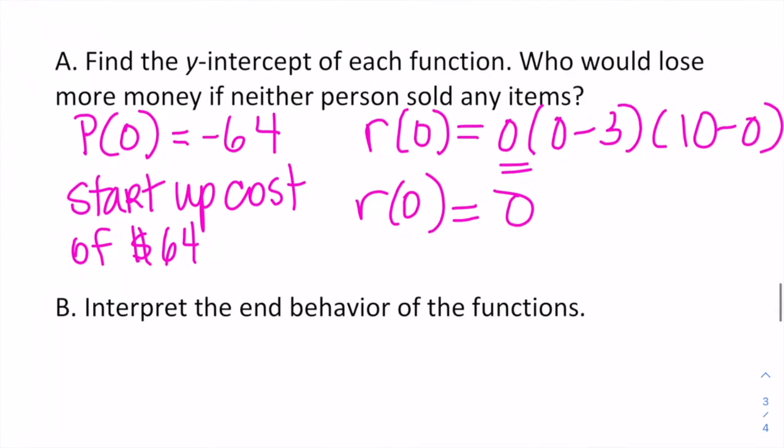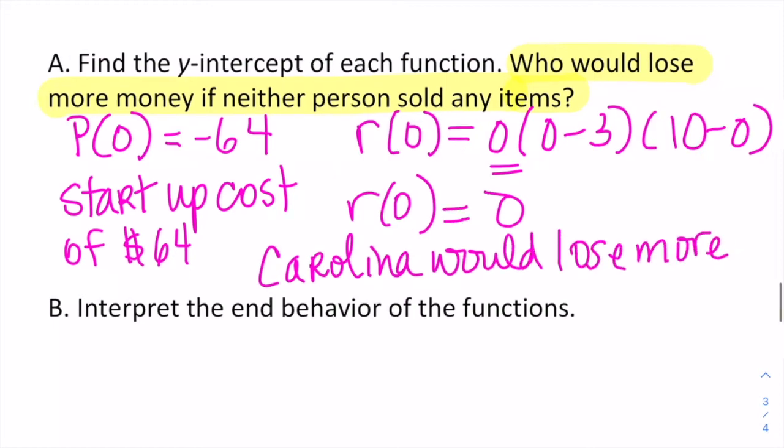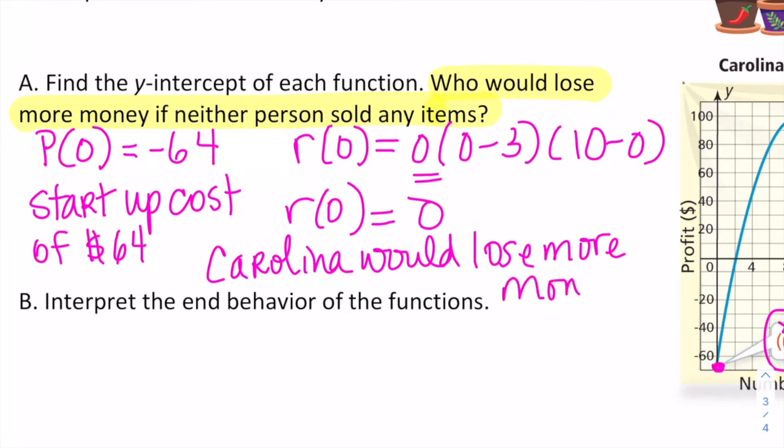So the question was asking who would lose more money if neither person sold any items. So we know that Carolina had a startup cost, so Carolina would lose more money if neither of them sold any items.